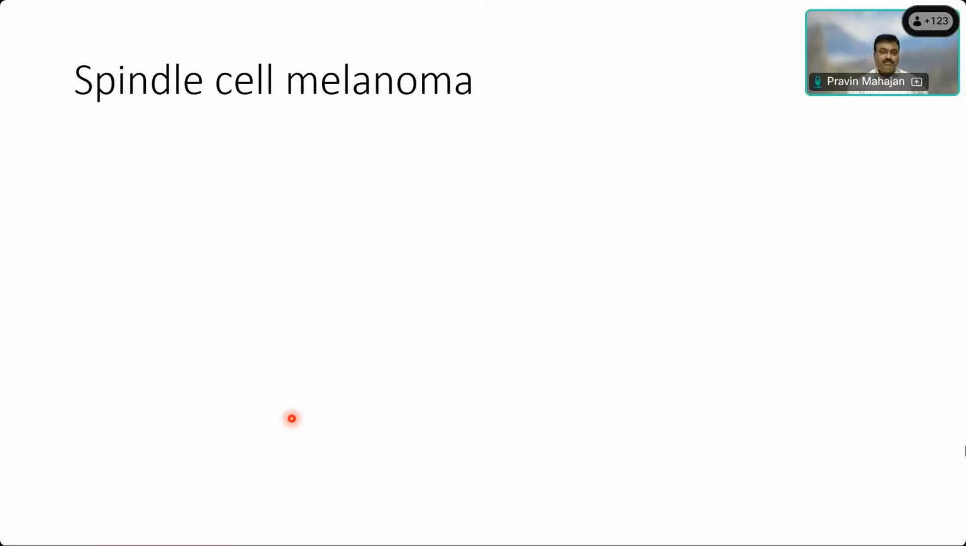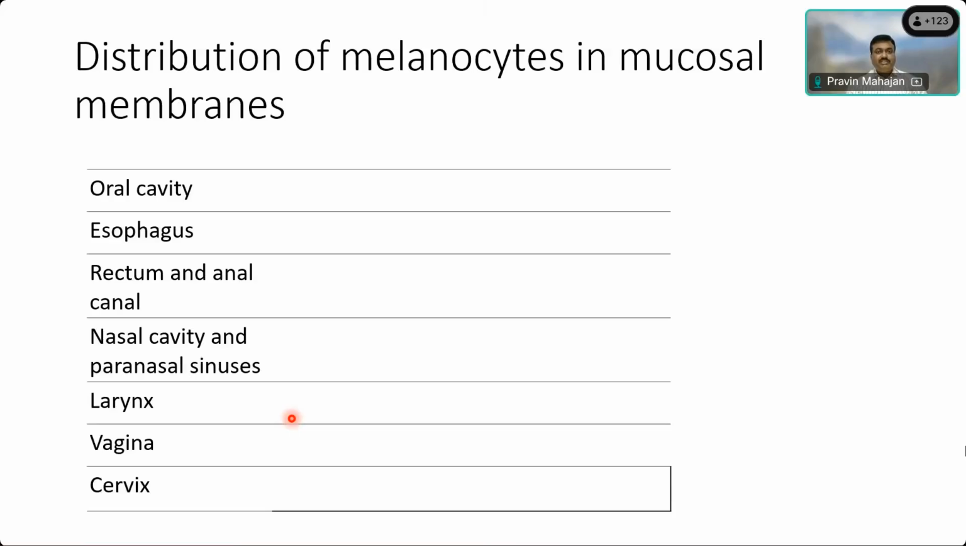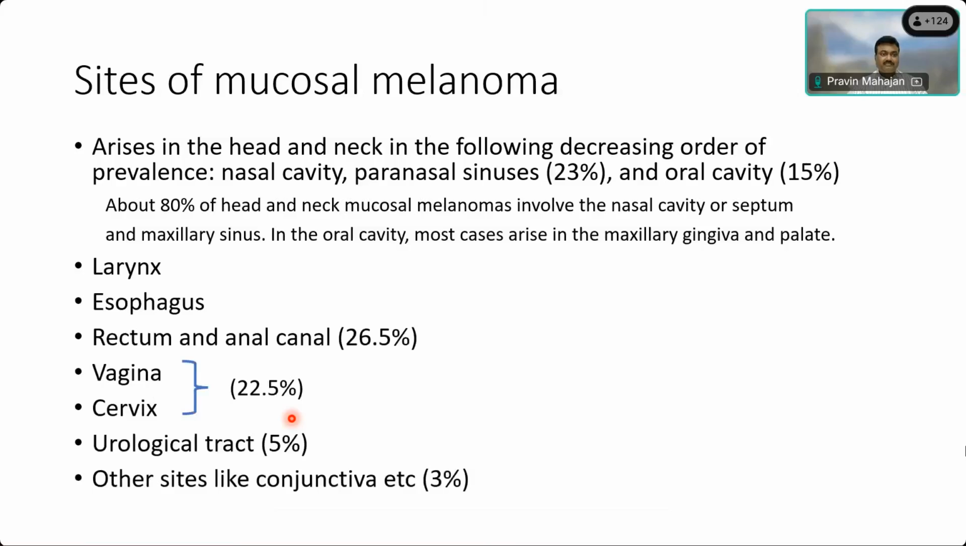Okay, in mucosal sites when melanoma occurs, there are different sites because melanocytes can be seen in mucosa in different settings. Like in the oral cavity, you may see melanocytes in epithelium, esophagus, rectum and anal canal, nasal cavity and paranasal sinuses. You can also see them in larynx, vagina and cervix. So this was a vaginal nodule, and that's why you can have melanomas occurring at this site.